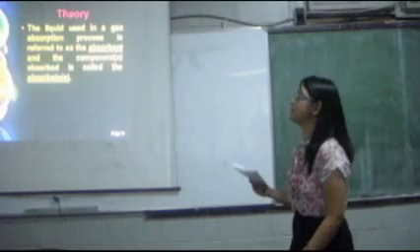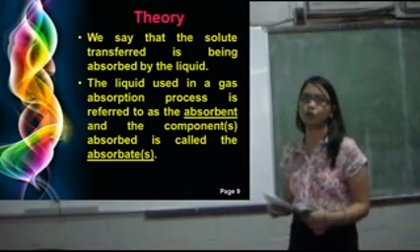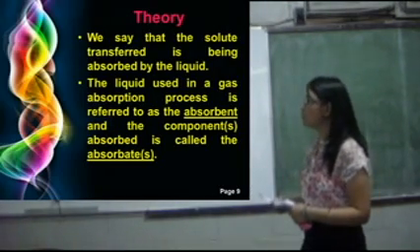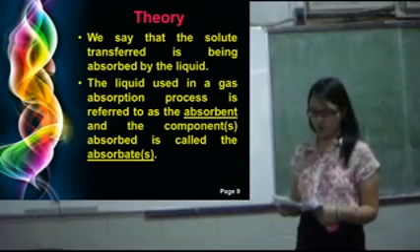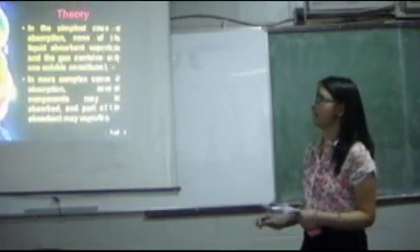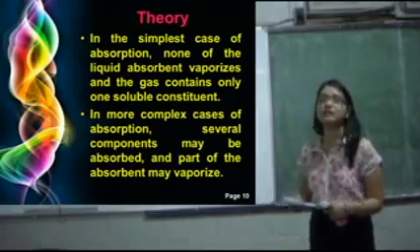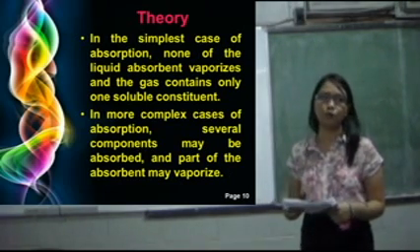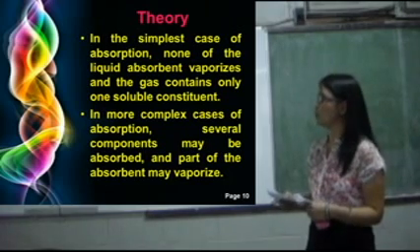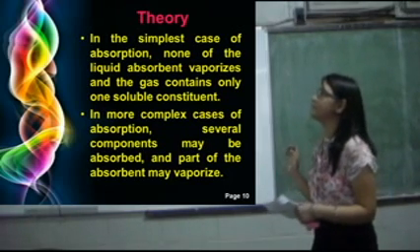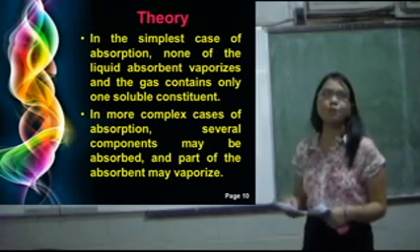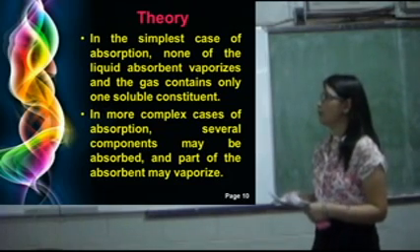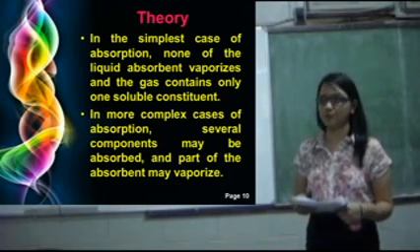So, the liquid used in the gas absorption process is referred to as the absorbent, and the component absorbed is called the absorbate. In the simplest case of absorption, none of the liquid absorbent vaporizes, and the gas contains only one soluble constituent. In more complex cases of absorption, several components may be absorbed, and part of the absorbent may vaporize.